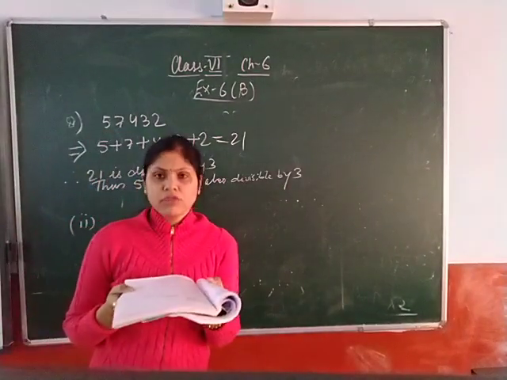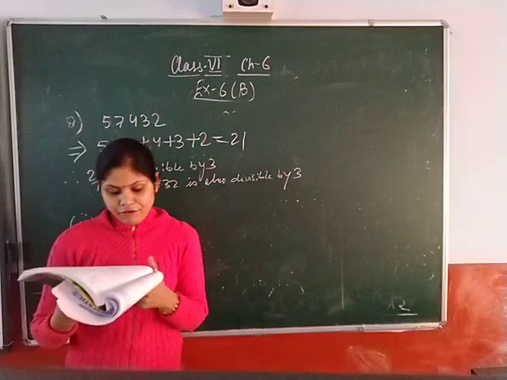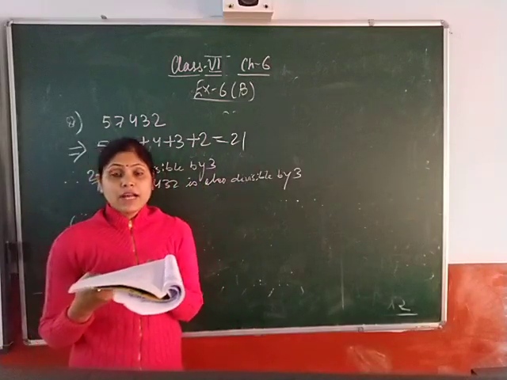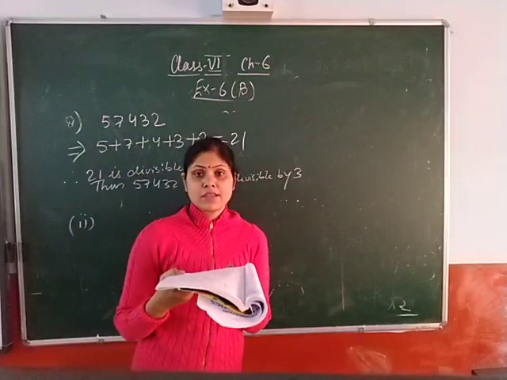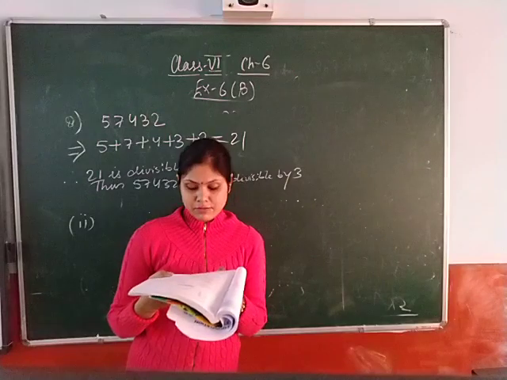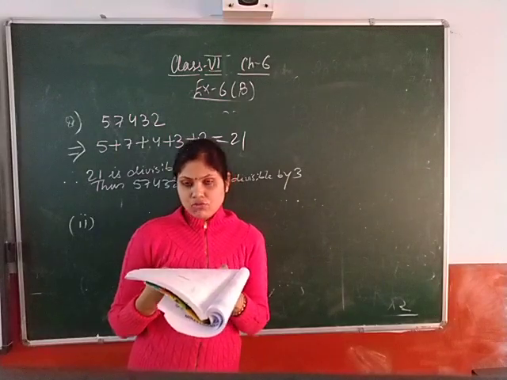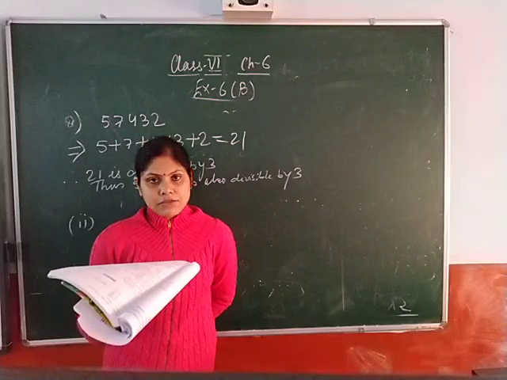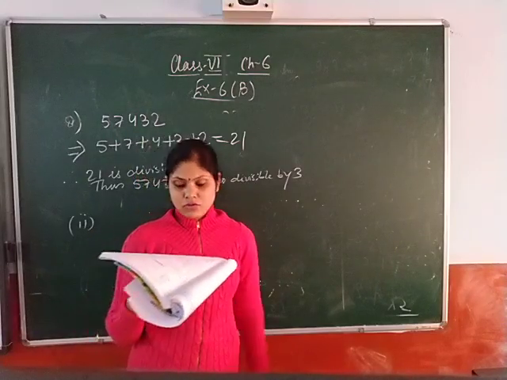Second one: 6 plus 9, what will come? 15. 15 plus 3, 18. 18 plus 5, 19, 20, 23. 23 plus 6, 26. Is 26 divisible by 3? No, that means it is not divisible. Come to the third one: 3 plus 2 plus 2, 7. Is it divisible by 3? No, that means it is also not divisible.